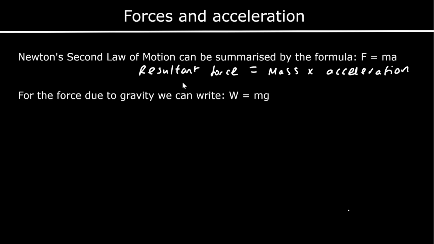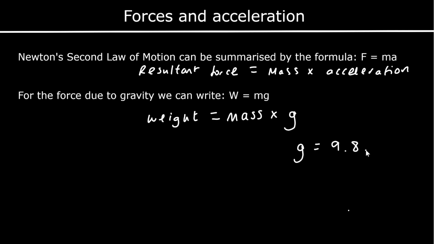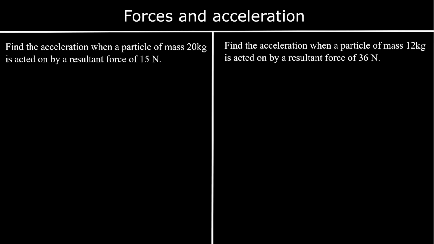And when we're looking at the force due to gravity, that's called weight. The weight of something is equal to mass times the acceleration due to gravity, which is g. And remember, g is 9.8 meters per second per second. So F equals ma is the rule we're going to be using.